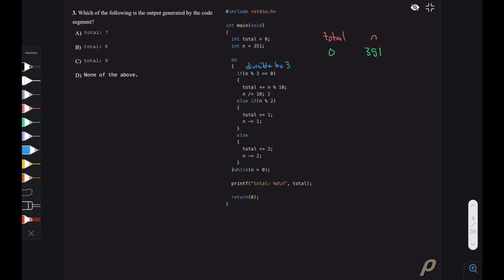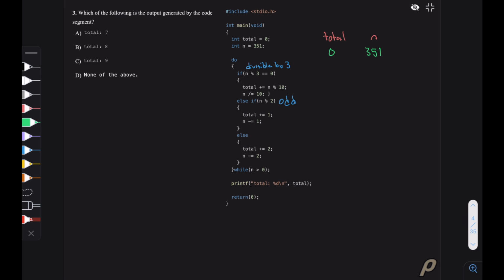Otherwise, if it's not divisible by 3, we check if n mod 2 is equal to 1, which means it is an odd number. Because if we have 4 and modulus it by 2, we get 0, which is not true, and that would be for an even number. So this checks whether n is odd. Otherwise, we do this update here.